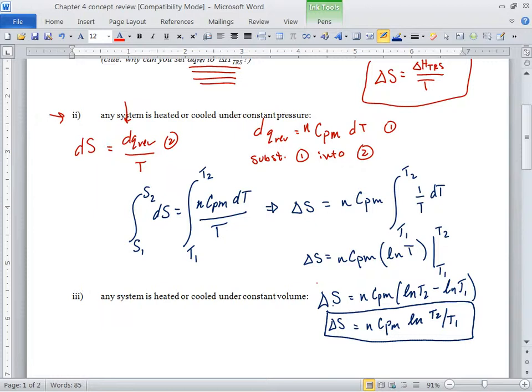Jeff, how would you do the next one then? Now we're heating or cooling a system under constant volume. Could you do like the QV, or QV equals CVM delta T or something? Heat at constant volume. Yeah, so how would you start out? What would you change?